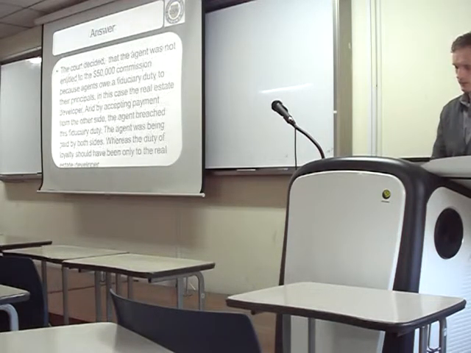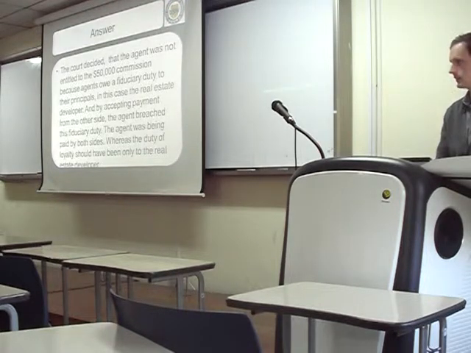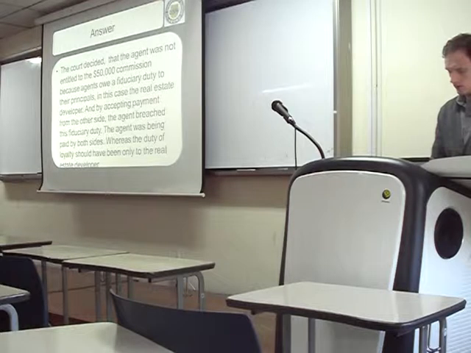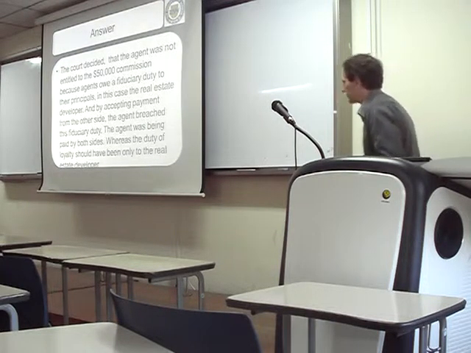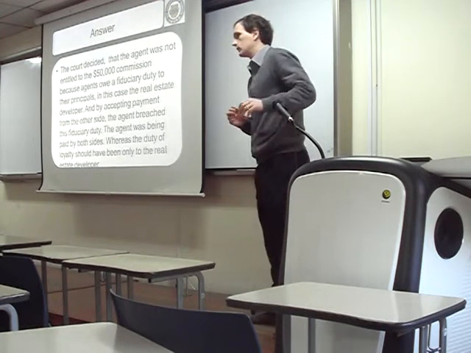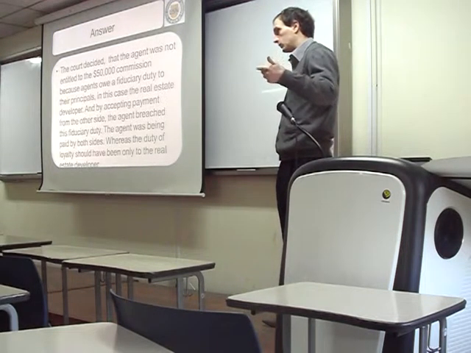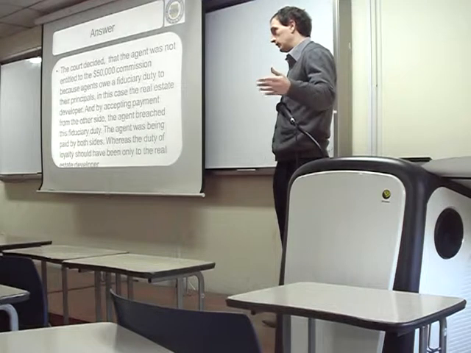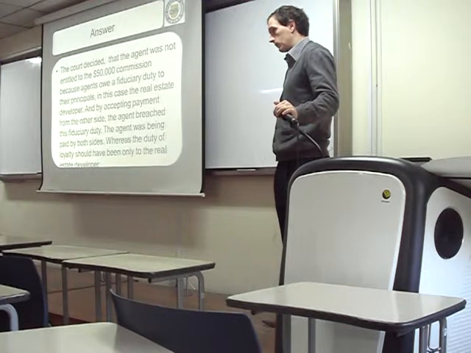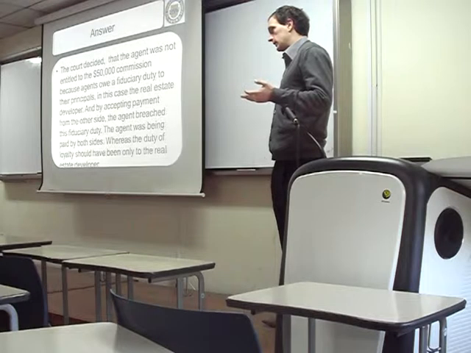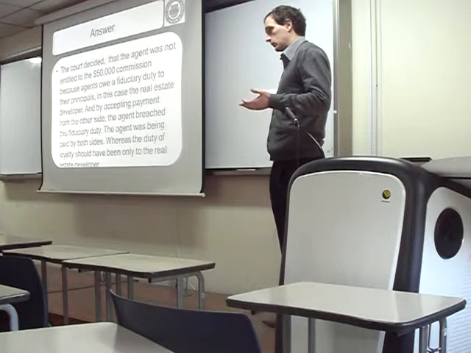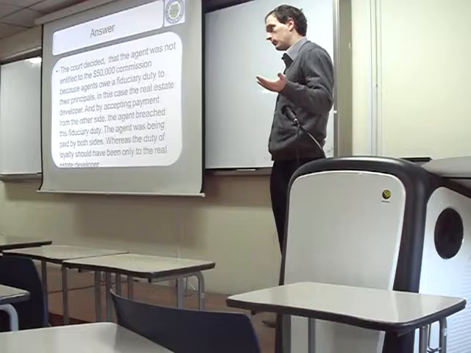Okay. So the court decided that the agent was not entitled to the 50,000 commission because agents owe a fiduciary duty to their owners, in this case the real estate developer. By accepting a payment from the other side, the agent breached their fiduciary duty. Okay, so they were getting paid by the developer to find the best loan. So because they got paid by the insurance company, maybe they weren't acting in the interest of the developer, right? They're getting money from the insurance company.